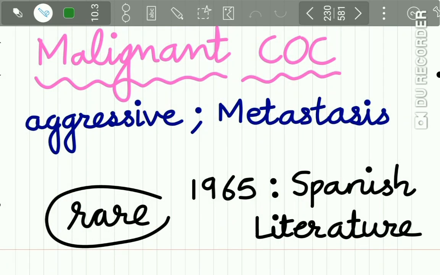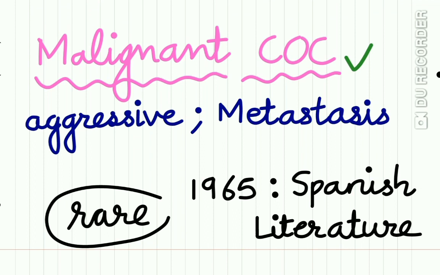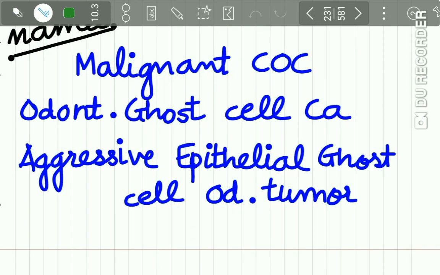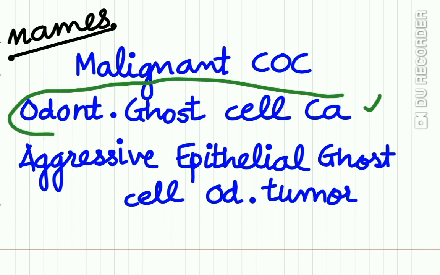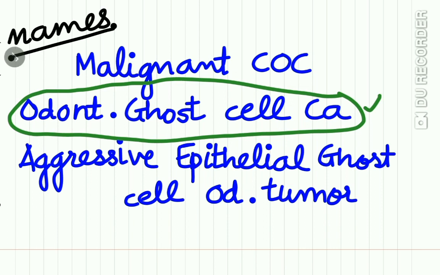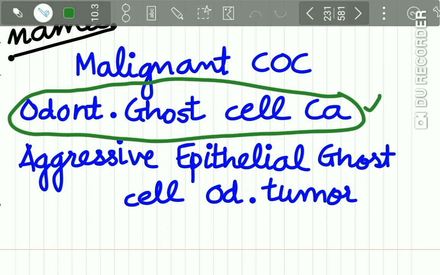Now, talking about the malignant counterpart of COC, it is rare. Some cases are reported in Spanish literature in the year 1965. It is aggressive and it shows distant metastasis. Other names of malignant COC are odontogenic ghost cell carcinoma and aggressive epithelial ghost cell odontogenic tumor. Amongst these names, the odontogenic ghost cell carcinoma is well descriptive of the tumor.